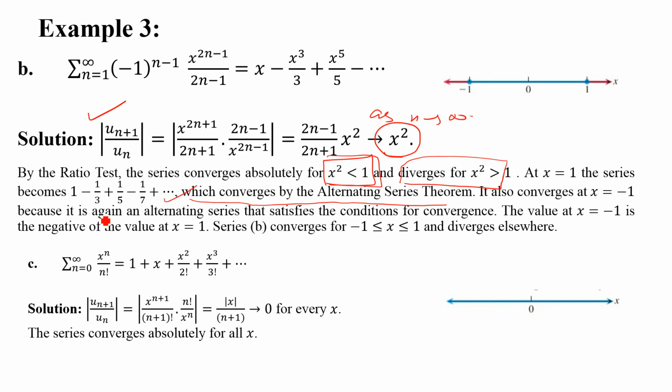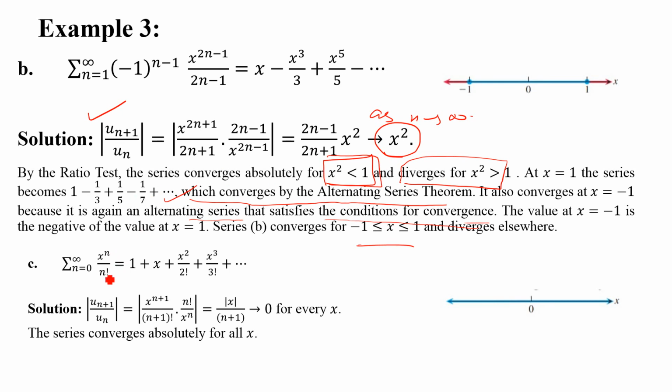It also converges at x equal to minus 1 because it is again an alternating series that satisfies the conditions of alternating series convergence. So the values at x equal to minus 1 are the negative of the values at x equal to 1, so this series converges. So this means this series converges in the closed interval [-1, 1]. So what we have discovered so far: a series can converge in an open interval, a series can converge in a semi-open or semi-closed interval, a series can converge in a closed interval and diverge elsewhere.